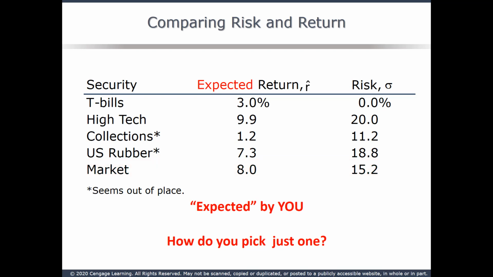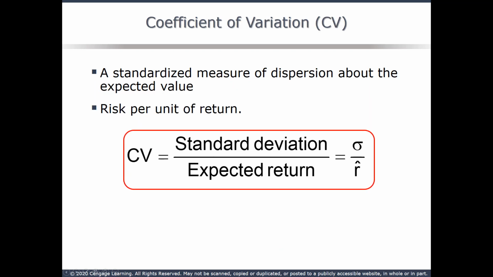So how do you choose which asset to invest in? None of them have the same expected return or the same risk. The solution is coefficient of variation, standard deviation divided by expected return. Risk per unit of return, lower is better. Coefficient of variation allows us to choose one asset to hold in isolation from a group of assets.